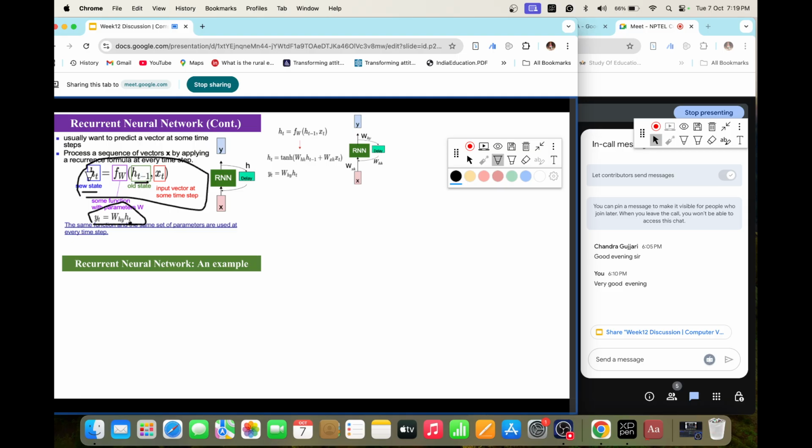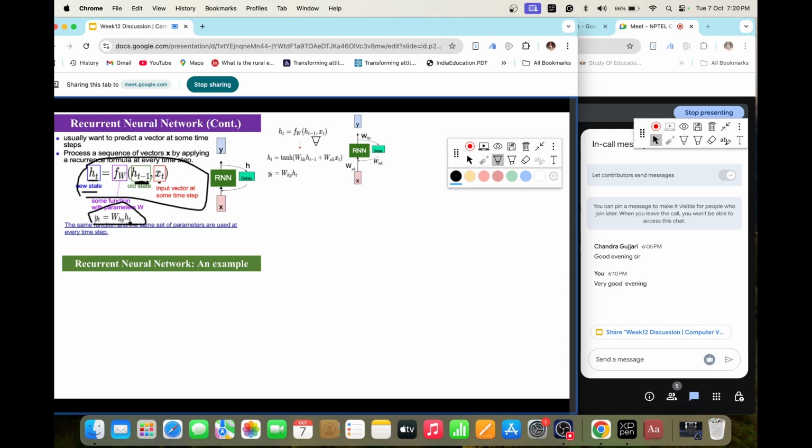For example, ht, that is the new state value, will be given by fw, which is nothing but the weight associated with, so that is not, fw is I think a function, okay. And then ht minus 1, that is the old state, and that is important because it also gets the feedback. So ht minus 1, the previous hidden input whatever it got, it also takes into account, and xt, that is the original input, okay.